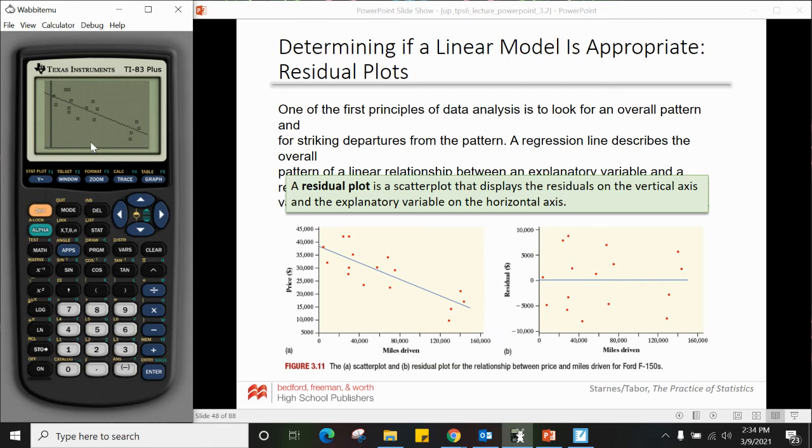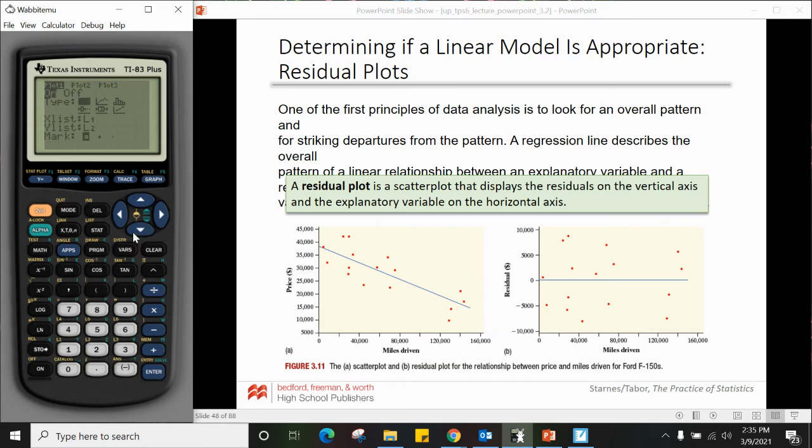Is this actually a linear model or not? The way to determine that is to use a residual plot. So I'm going to go back in. I'm going to delete this line. I'm going to go back to my residual plot. This nice little green box tells me a residual plot is a scatter plot that displays the residuals on the vertical axis and the exploratory variable on the horizontal.